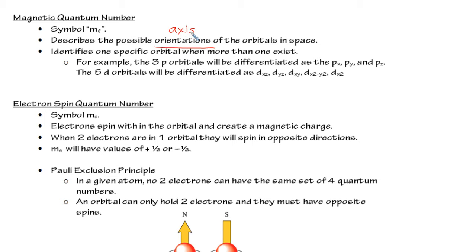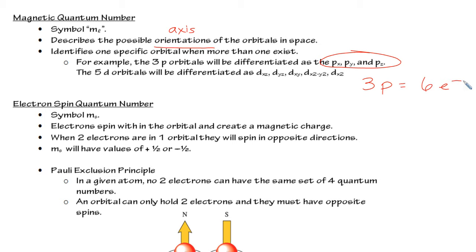The most common example is with like the p orbitals. There's a p orbital on the x-axis, the y-axis, and the z. So that little x, y, z, that's the third quantum number. So somebody could say, how many electrons could have the quantum numbers 3p? And if all I saw was 3p, I would say, well, that could be up to 6 electrons.